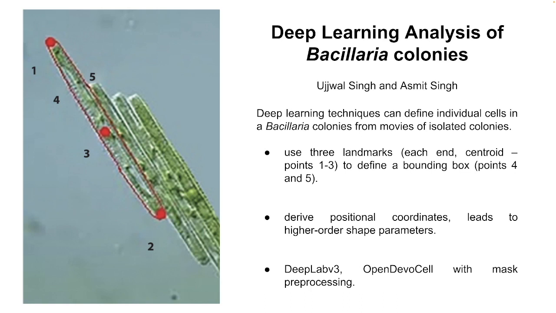This allows us to build graphs from the data to characterize the shape of these colonies in terms of numbers, but also to create higher order shape parameters. We'll talk about that in a little bit, but basically to define the shape of these colonies as they're moving. To do this work, we used DeepLab version 3, and we used our Open DevoCell platform, which is a platform internal to our group, with some mask preprocessing.